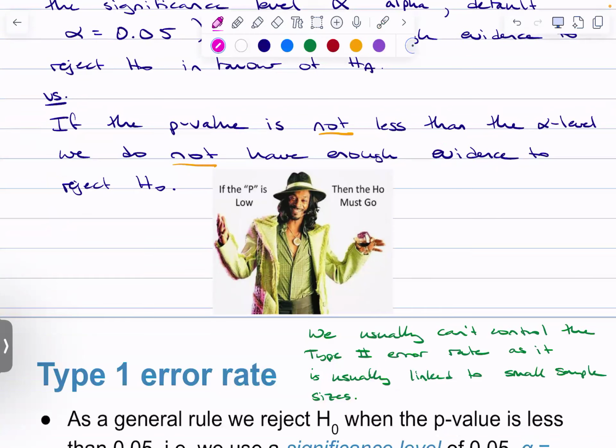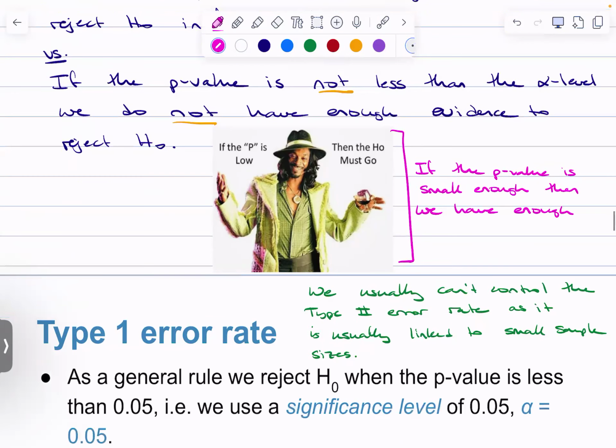I'll say here, what this is really saying is if the p-value is small enough, less than the alpha level, then we have enough evidence to reject H naught.